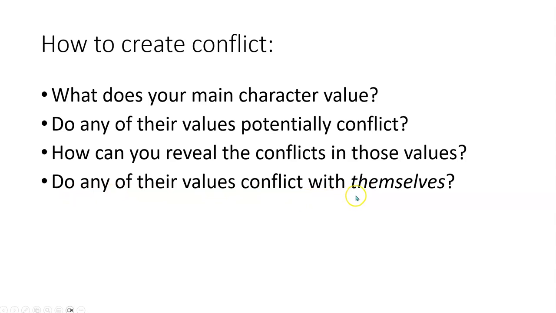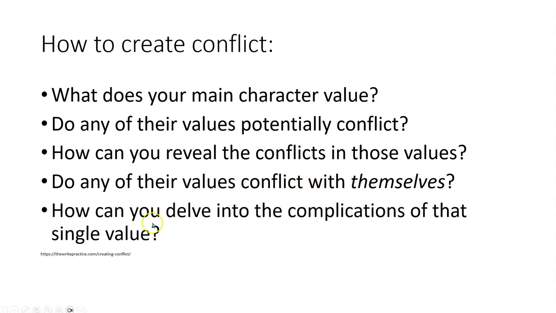So again, this is a tricky one, because sometimes one thing that seems like an individual value could be conflicting. I'm going to hold on to that one until we talk about the book, which I'll go over with you in a second. I'll explain this one a little bit more. And then the last one is, how can you delve into the complications of that single value?